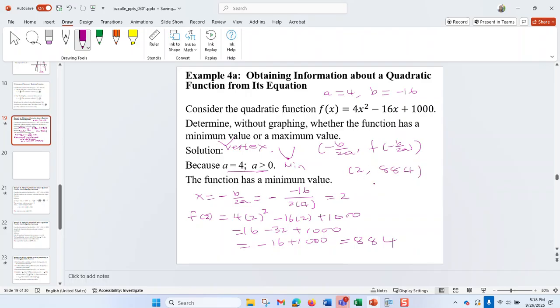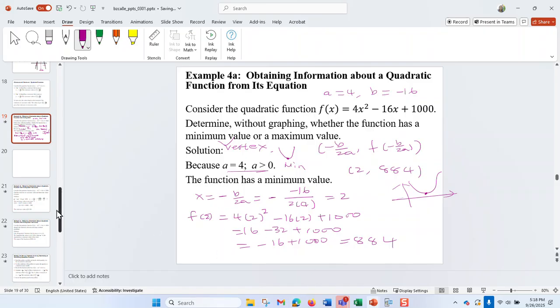All right, and this one is facing up. Look at that, this one is facing up, so this is the minimum. All right, so that's how you find the minimum or maximum of a quadratic equation.